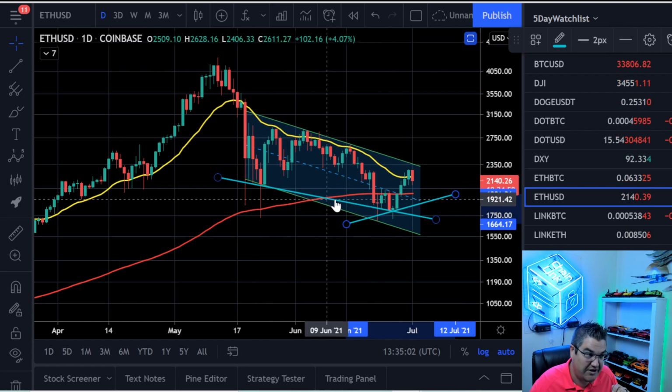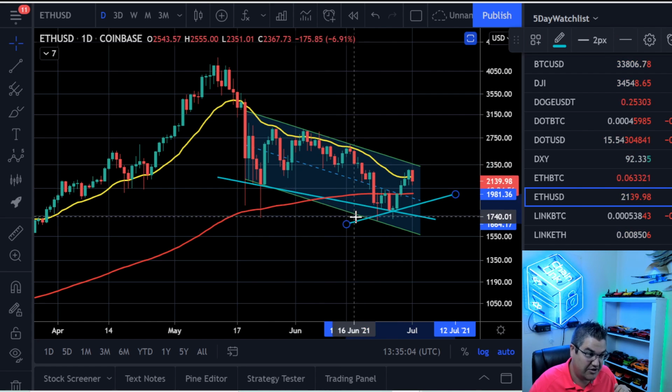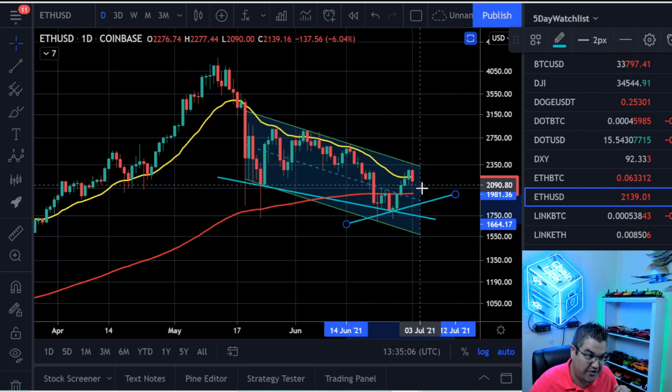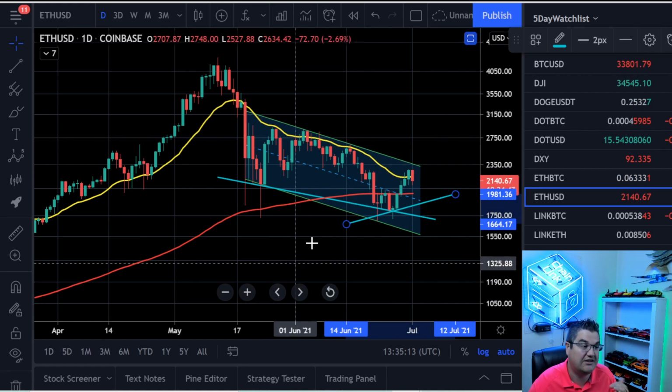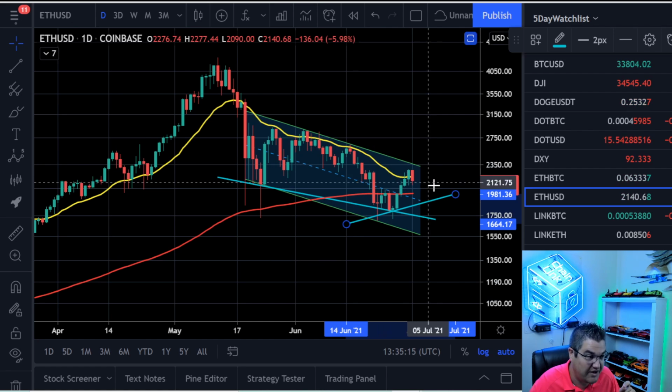You can see how that would kind of play out, right? So the channel starts reversing, and then you start making higher lows and go back the other way, break this top line, and then this channel's gone and you're back in an uptrend. That's what you want to look for on Ethereum.